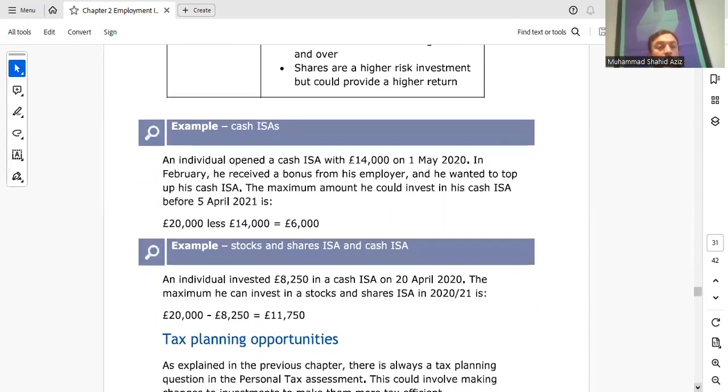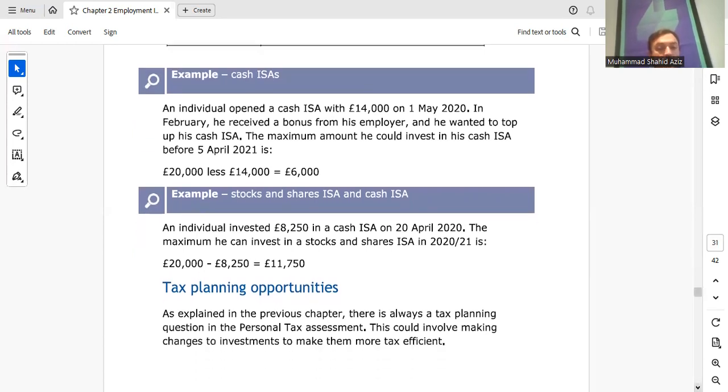Here there are two different examples. Cash ISAs: if you have invested 14,000 pounds in May 2020, then you can invest 6,000 pounds more, 20,000 minus 14,000. Similarly, stocks and shares ISAs: if you have already invested 8,250, you can invest 20,000 minus 8,250, which is 11,750.